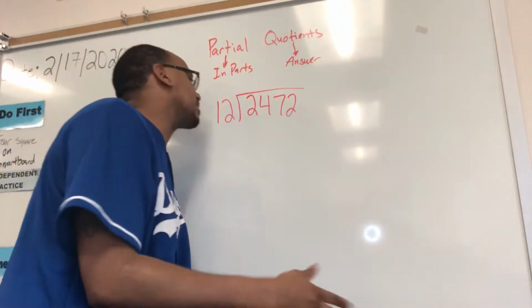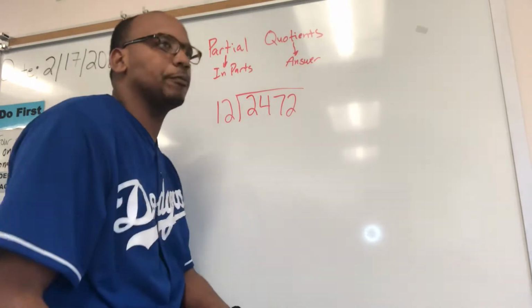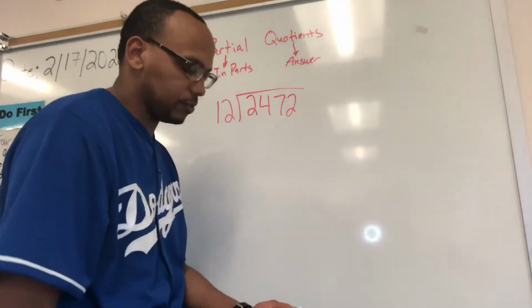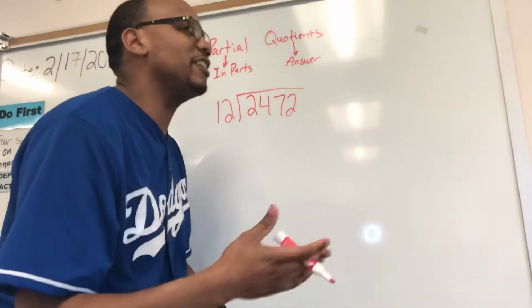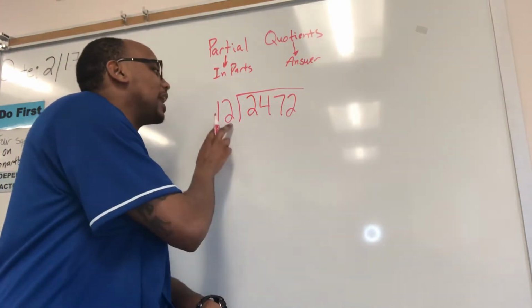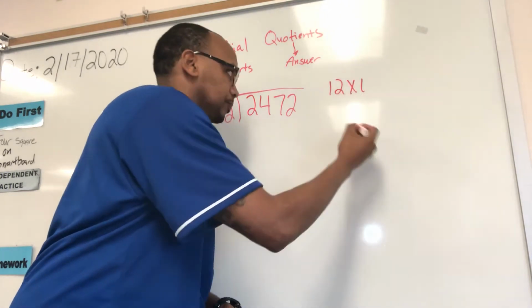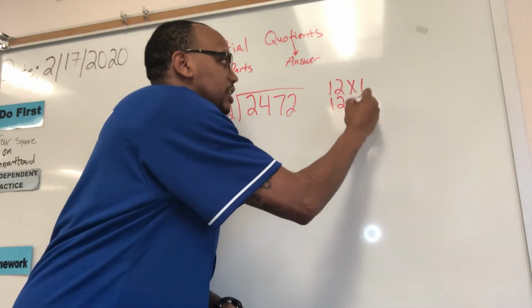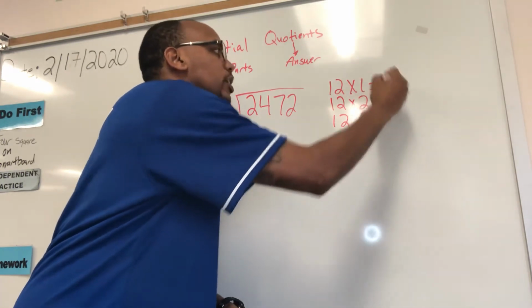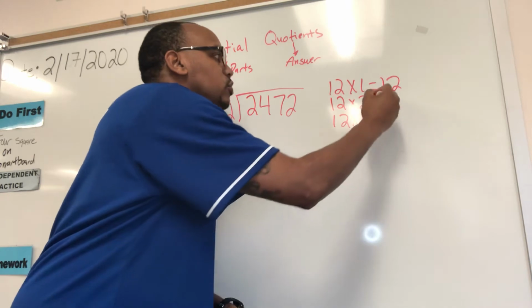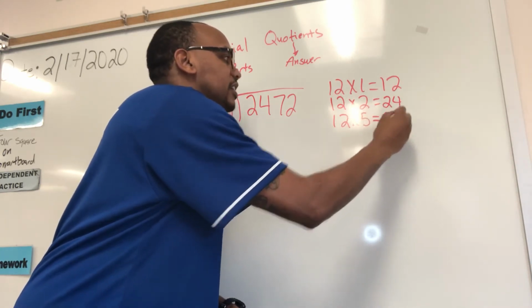But again, I'm going back to the same problem. 2,472 divided by 12. Well, in partial quotients, the reason why they call it magic numbers is because you're not doing any division at all. You're just multiplying the divisor: 12 times 1, divisor times 2, and the divisor times 5. 12 times 1 is 12, 12 times 2 is 24, and 12 times 5 is 60.